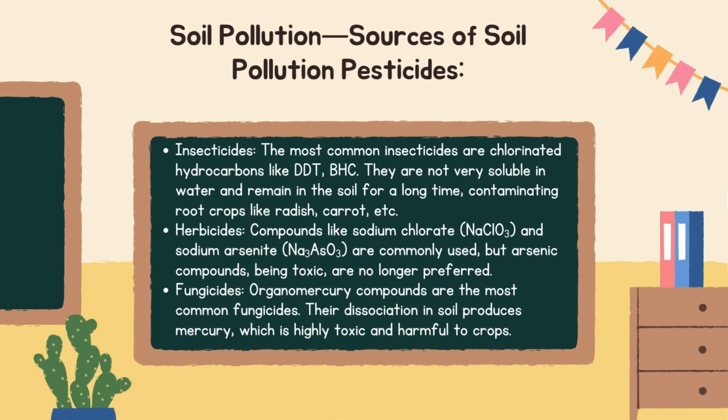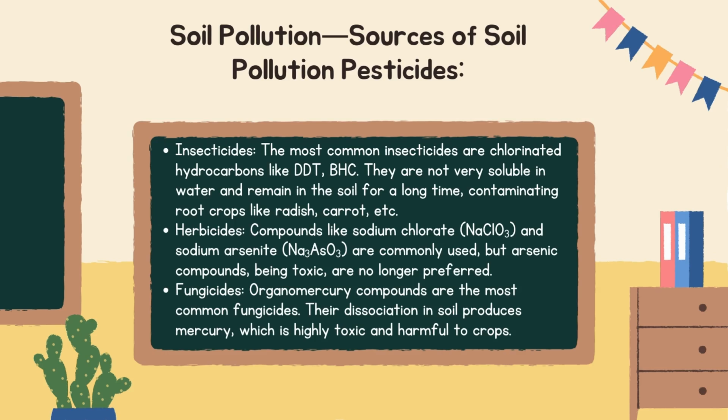Soil pollution: sources of soil pollution: pesticides. Insecticides: the most common insecticides are chlorinated hydrocarbons like DDT, BHC. They are not very soluble in water and remain in the soil for a long time, contaminating root crops like radish, carrot, etc. Herbicides: compounds like sodium chlorate, NaClO3, and sodium arsenite, Na3AsO3, are commonly used, but arsenic compounds, being toxic, are no longer preferred.